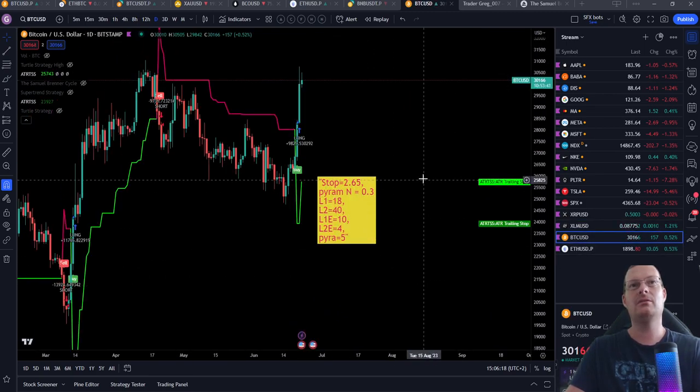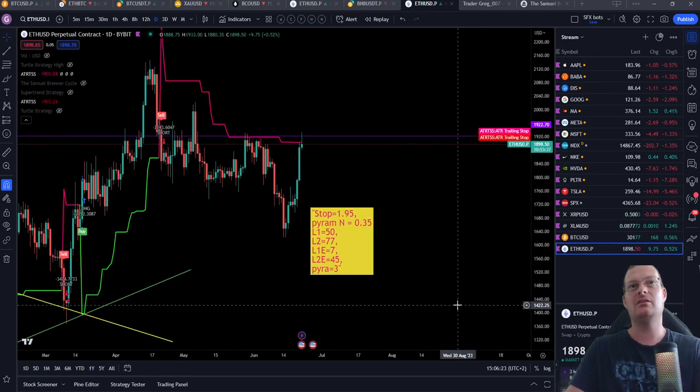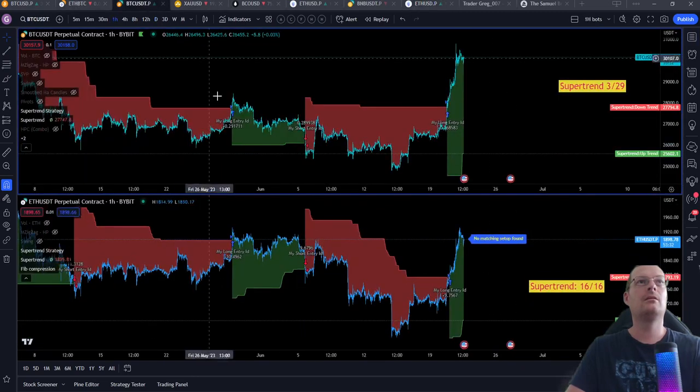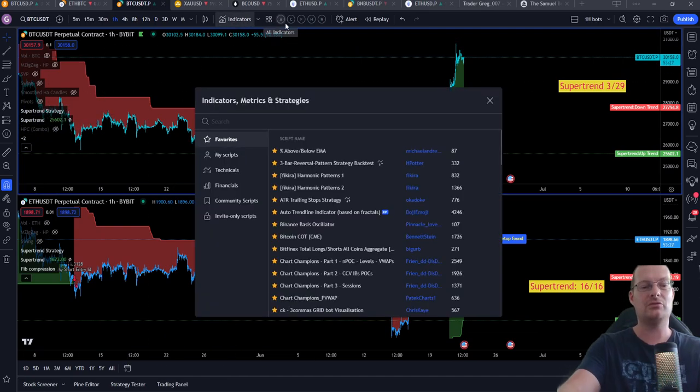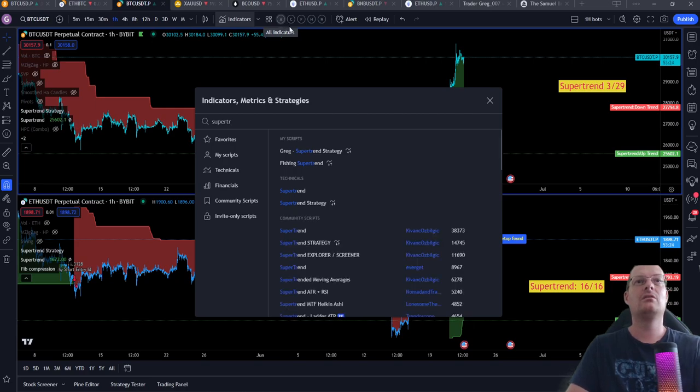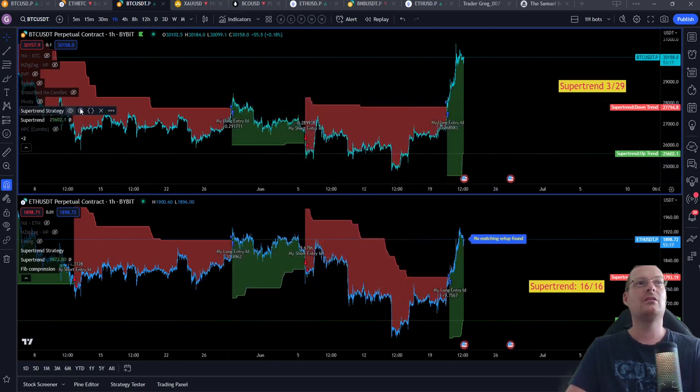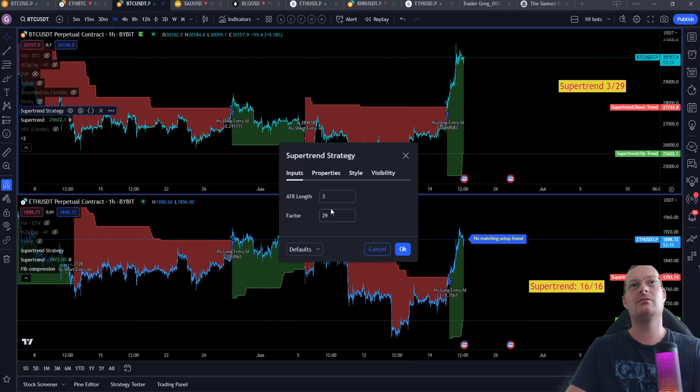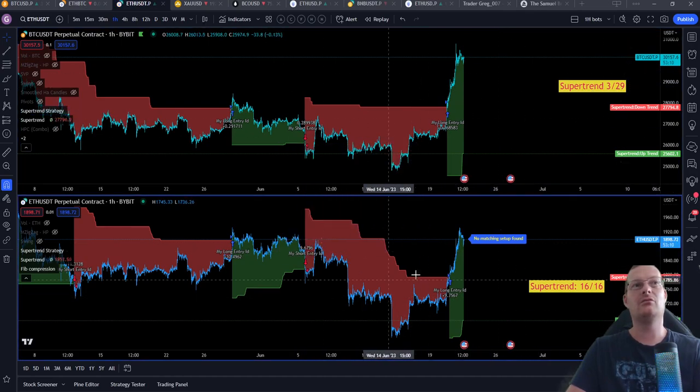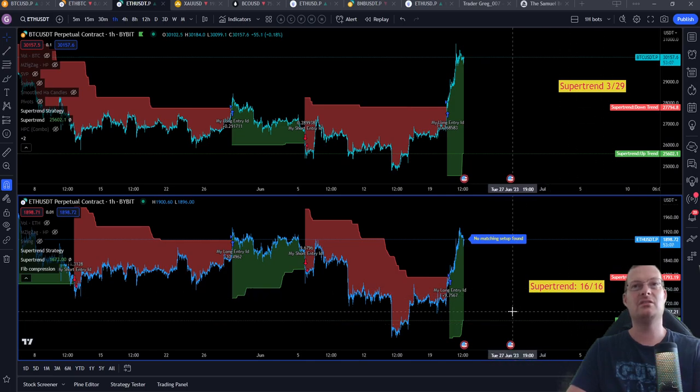Then Bitcoin, here are the different settings. And then Ethereum. Then on the 1 hour chart, we have the super trend. This is also out of the box. You type super trend, and then with the technicals, you have here the super trend strategy. So there, you fill in 3 and 29. And then for Ethereum, 16, 16.